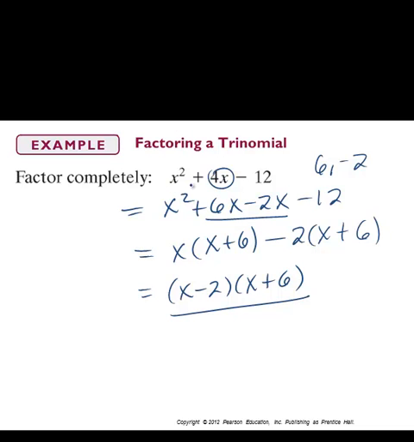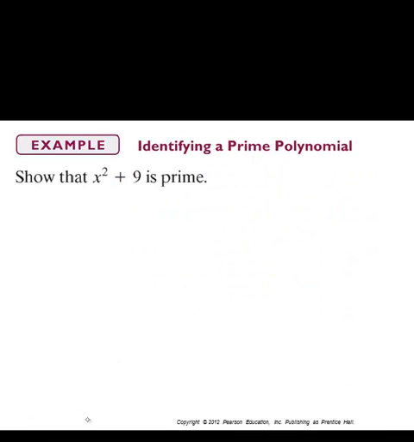Now, notice that for these trinomials where the leading coefficient is 1, when you do the factorization, these two numbers here will multiply to give you the negative 12 in the polynomial, and they'll add together to give you the coefficient for the middle linear term. Okay? So that should help you with your factorization.